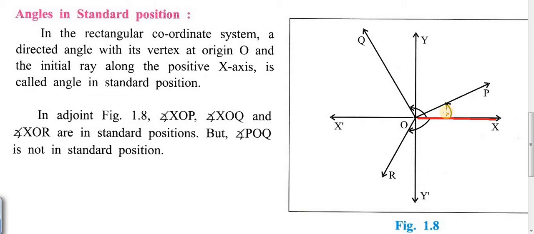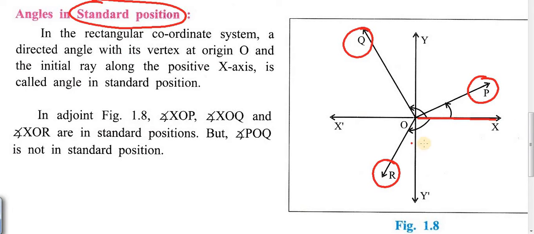Now as seen over here in this figure, XOP, OX is initial arm which lies along positive direction of x-axis. OP, the terminal arm, lies in first quadrant. Similarly consider XOQ, OX initial arm again along positive direction of x-axis, OQ lies in second quadrant. Similarly for third angle XOR, the terminal arm lies in third quadrant. All these three angles are in standard position because their initial arm lies along positive direction of x-axis.